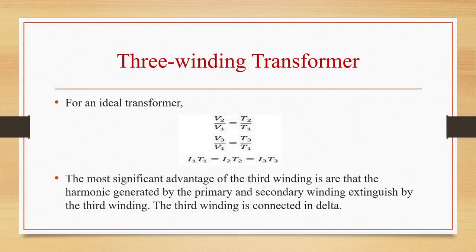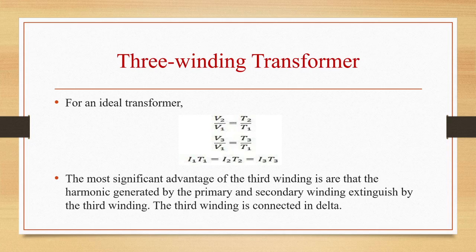For an ideal transformer, V2 by V1 is T2 by T1. T1, T2, T3 are the turns here. So the number of turns can be denoted by either N1, N2, N3 or T1, T2, T3. In some textbooks it is N1, N2, N3. In some textbooks it is T1, T2, T3. So we can take anything.